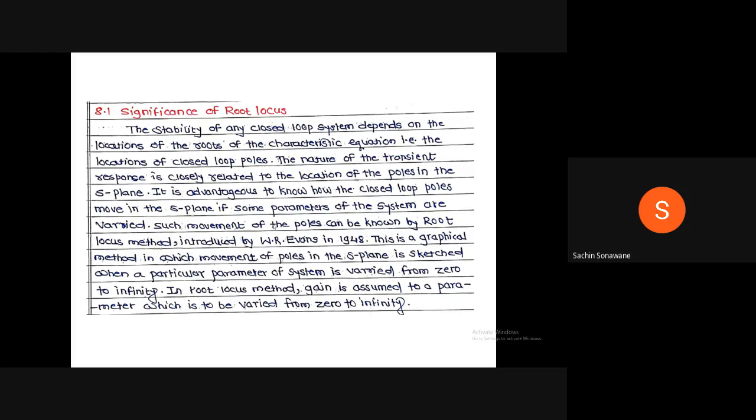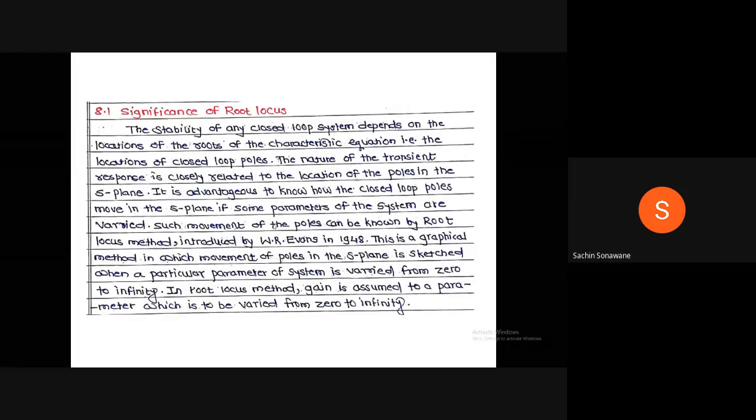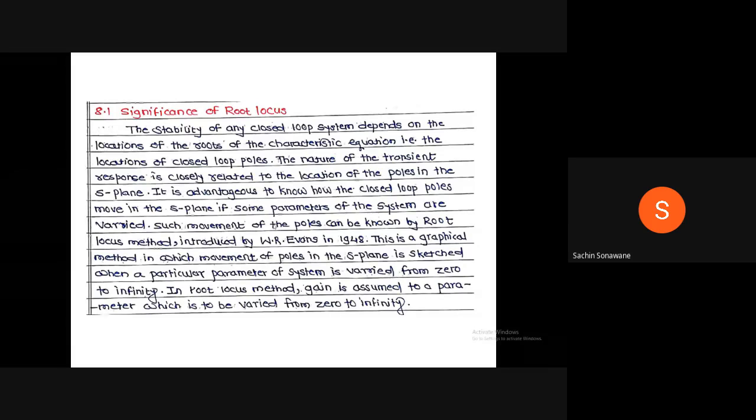Now, significance of root locus. The stability of any closed loop system depends on the locations of the roots of the characteristic equation, that is, the location of closed loop poles. The nature of the transient response is closely related to the location of the poles in the S-plane. It is advantageous to know how the closed loop poles move in the S-plane if some parameters of the system are varied. Such movement of the poles can be known by the root locus method introduced by W.R.